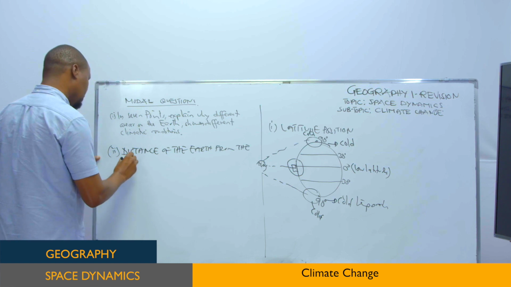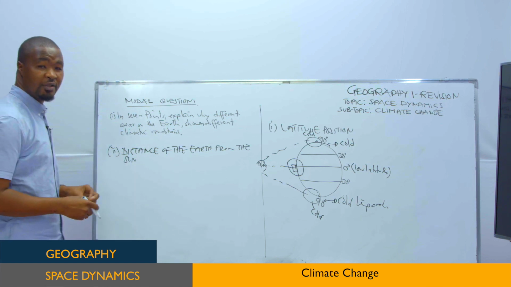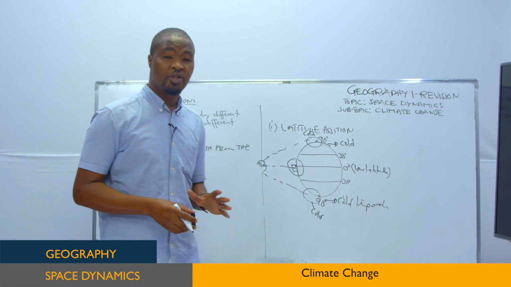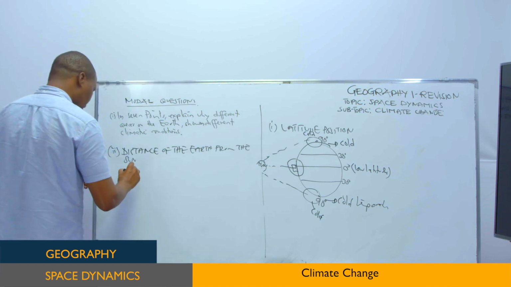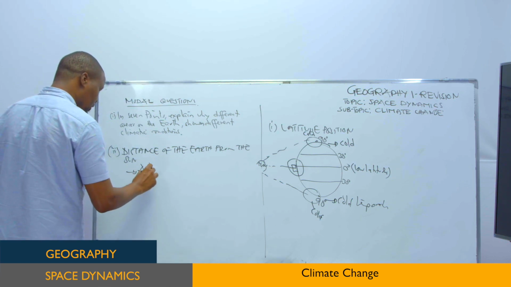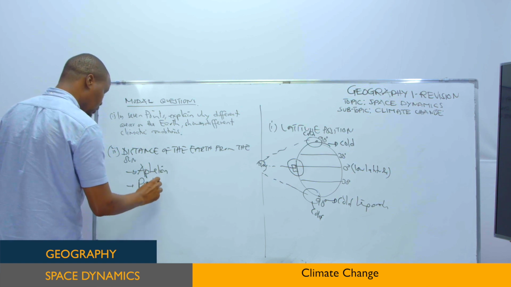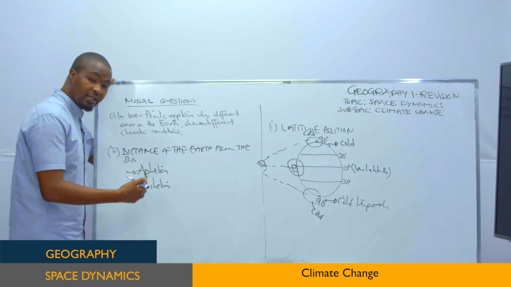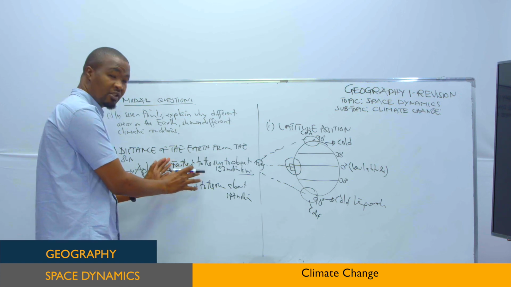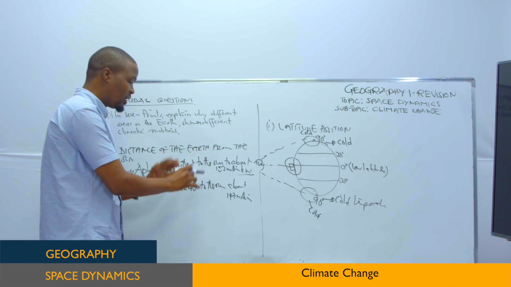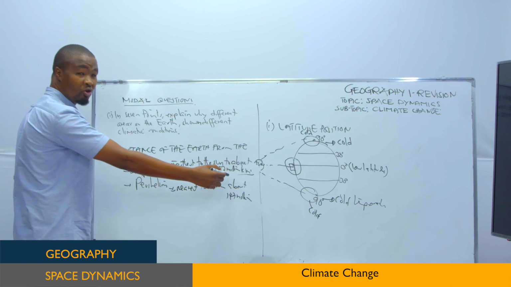Distance of the Earth from the Sun. It means we are talking about two periods right here. We are talking about aphelion as well as perihelion. Are we together, class? Because the aphelion is the period where the Earth is farthest away from the Sun. It's about 152 million kilometers.